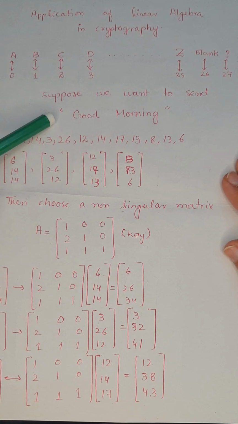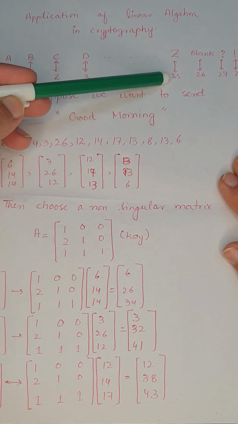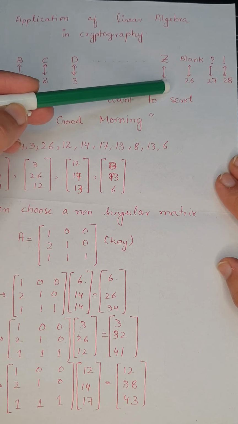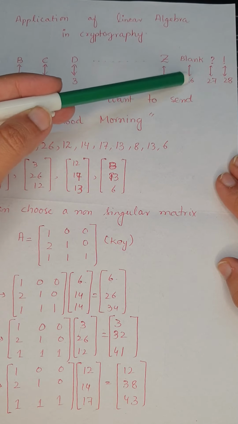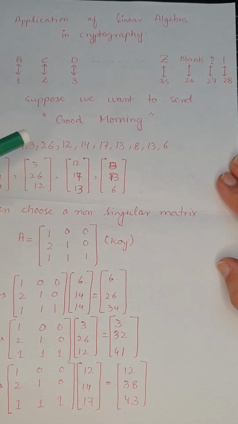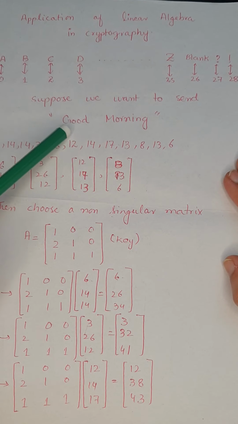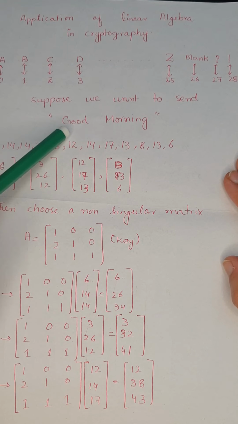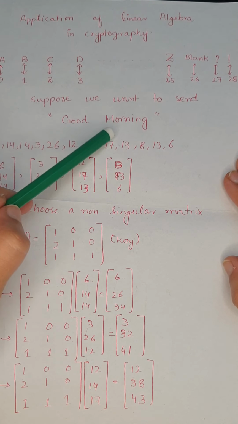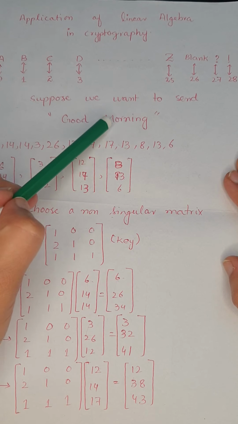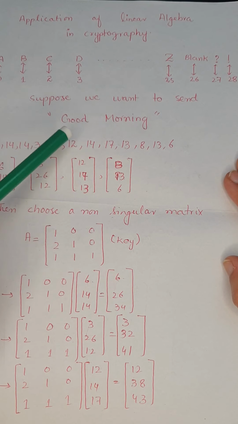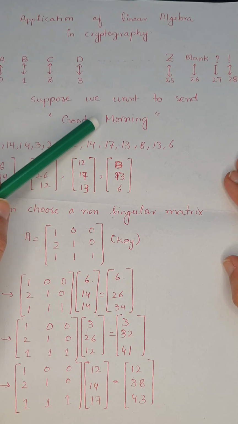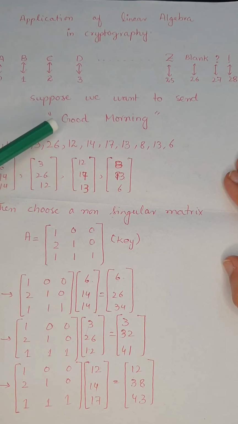Similarly, if your text contains certain blanks or a question mark or exclamation sign, then you can assign different integer values to them in the same way. So for the time being, we are sending a message that is composed of how many letters? G, double O, D, and then there is a blank, then MORNING. So the total number of characters including this space is equal to 12.